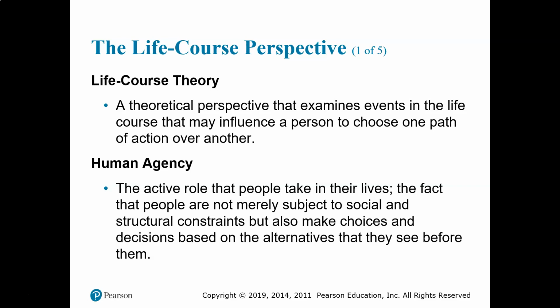So we've been talking about a lot of things like individual causes of delinquent behavior, social causes of delinquent behavior. This kind of throws another dynamic into that, in that sometimes it's just the choices that we make throughout our life that kind of lead us to one thing or another. So the human agency, basically talking about choices and decisions based on alternatives that you see before you.